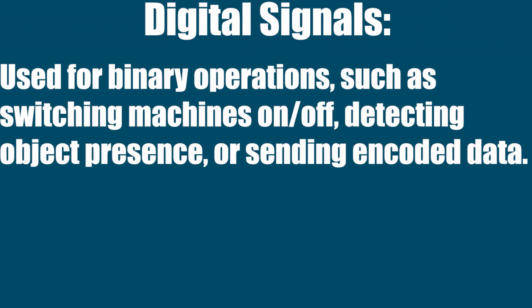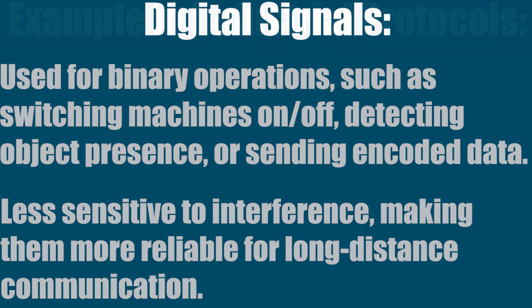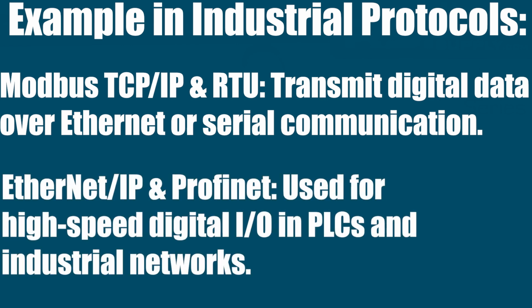Digital signals are used for binary operations like switching machines on and off, or detecting object presence, or sending encoded data. It's less sensitive to interference. It makes it a lot more reliable for long distance communication. Examples of digital within industrial protocols: Modbus TCP and IP and RTU. They transmit digital data over Ethernet or serial communication. Ethernet IP and Profinet, used for high-speed digital input-output in PLCs and industrial networks.